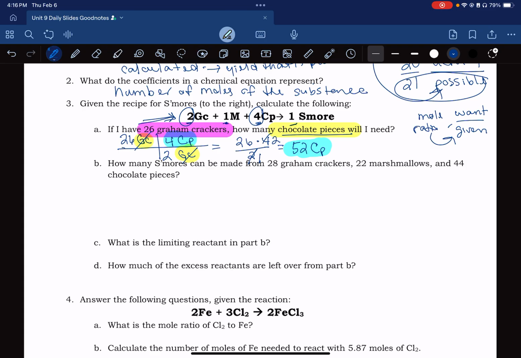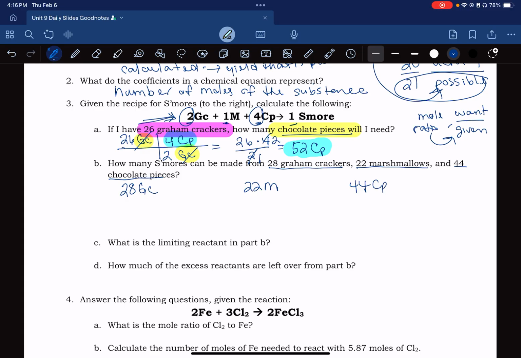The next one says, how many s'mores can be made from 28 graham crackers, 22 marshmallows, and 44 chocolate pieces? We talked about in class that when your problem has multiple numbers given, you have to set up a separate problem for each one. Just for the sake of time, I'm going to do them all at the same time. Let's write down our numbers, that's always step one. I have 28 graham crackers, 22 marshmallows, and 44 chocolate pieces.